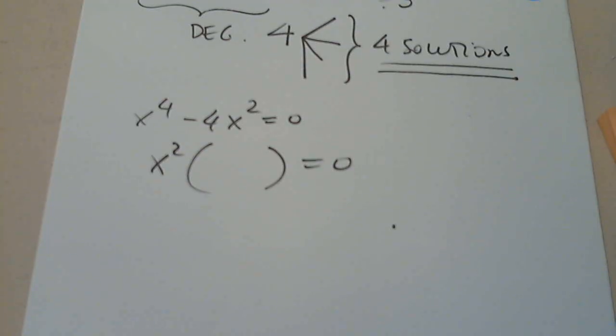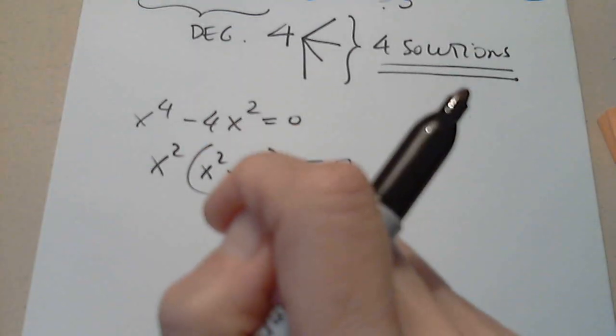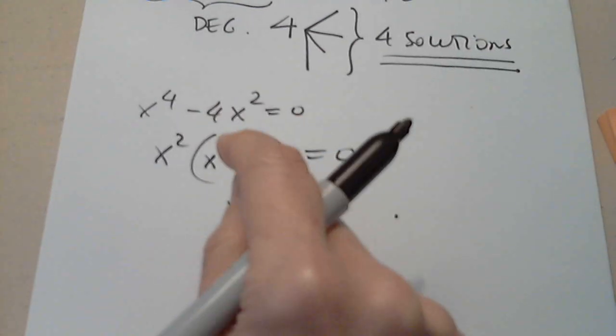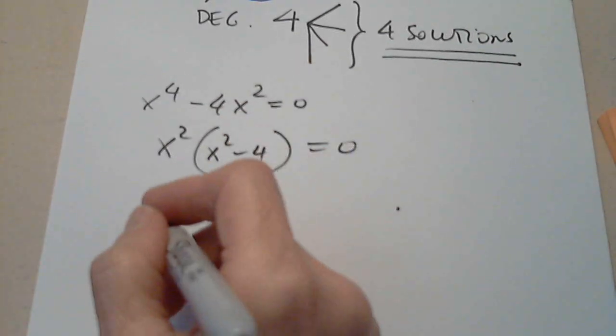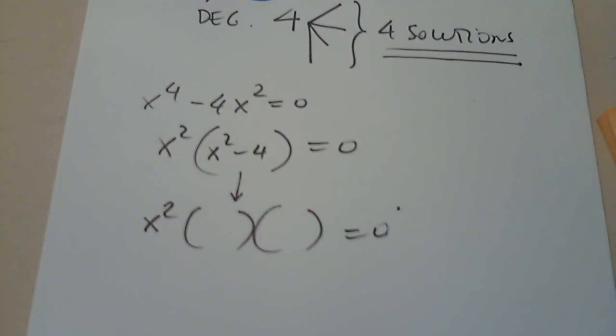X squared minus 4. Excellent. But I know that this is a binomial, and I know that there is a formula that factors this completely. How do I factor it? How do I factor x squared minus 4? There's a special product for this. Can you please show us?